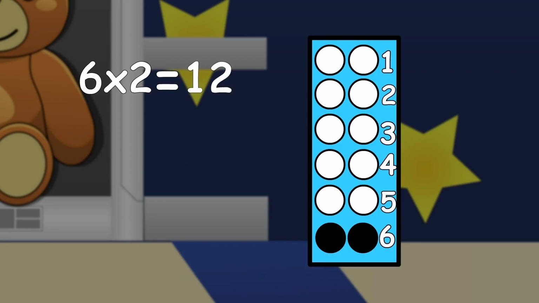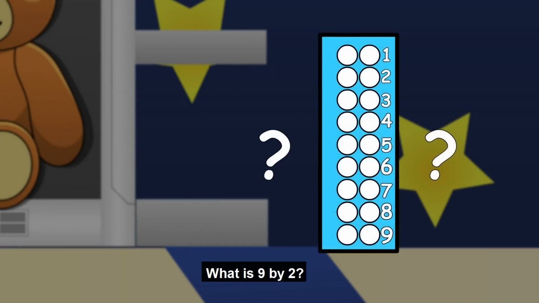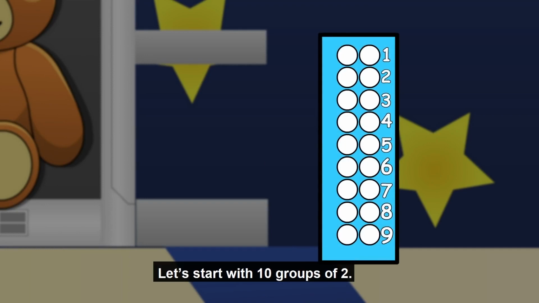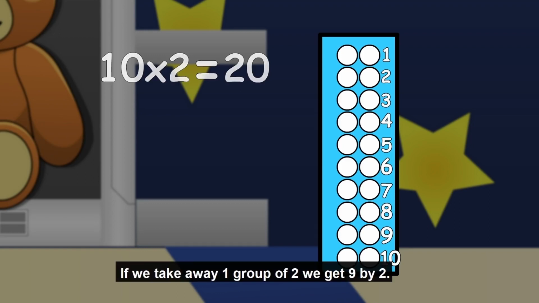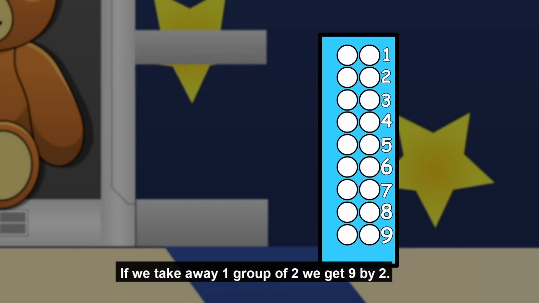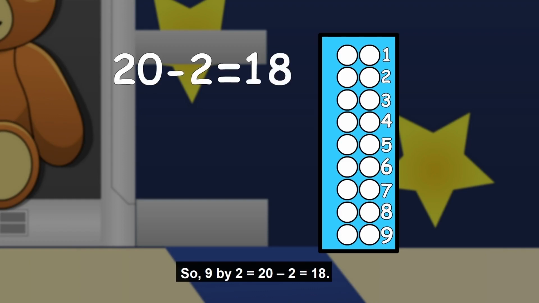Good job! Now let's try taking away a multiplication fact. What is 9 by 2? Let's start with 10 groups of 2. 10 multiplied by 2 equals 20. If we take away one group of 2, we get 9 by 2. So, 9 by 2 equals 20 minus 2 equals 18.